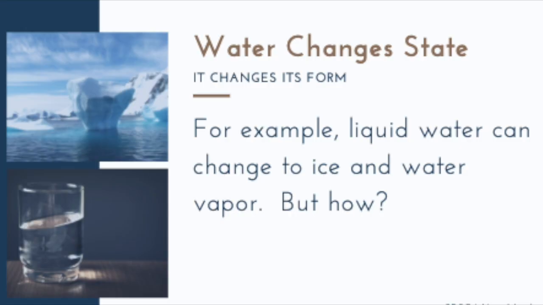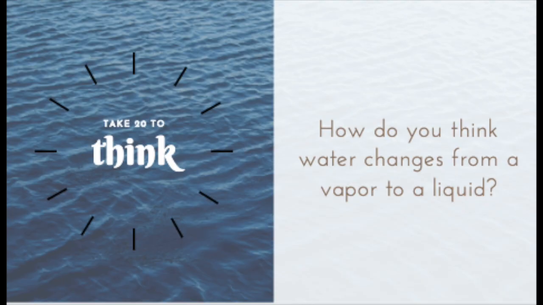Water changes its state. That means it changes its form. For example, liquid water can change to ice. That means it goes from a liquid to a solid. Liquid water can also change to a gas, which is water vapor. But how? Take 20 seconds to think. How do you think water changes from a vapor to a liquid?